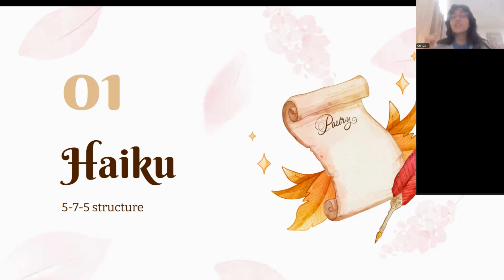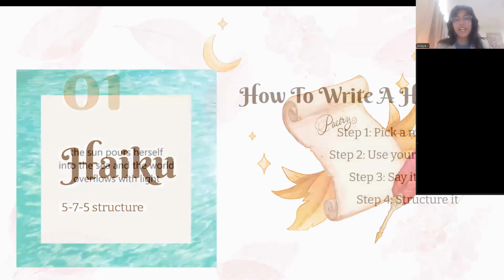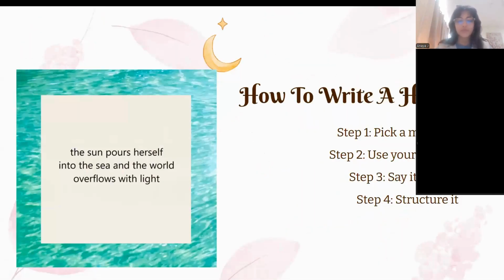But modern haiku, especially in English, can be more flexible. The spirit matters more than the structure. So, how do you write a haiku? Step one, you have to pick a moment. Using the example on this slide, the moment seems to be a sunrise on the beach.